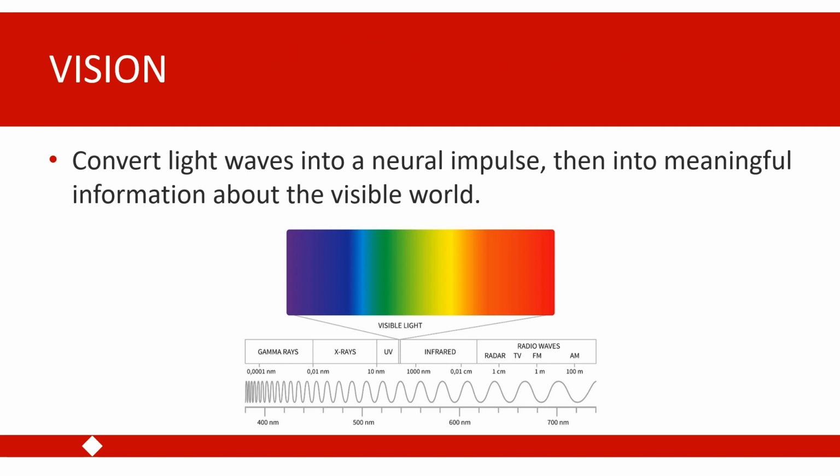The final sense that we'll discuss is our sense of vision. This is our ability to see, and similar to hearing, in vision, we are converting waves in the environment into a neural impulse that is then turned into meaningful information about the world. But in the case of vision, rather than converting sound waves, we are converting light waves into neural impulses, which is then turned into meaningful information about the visible world.